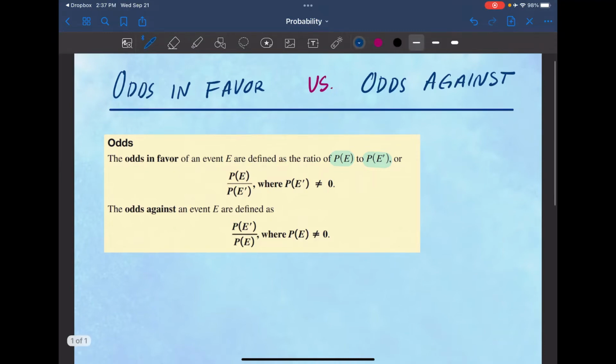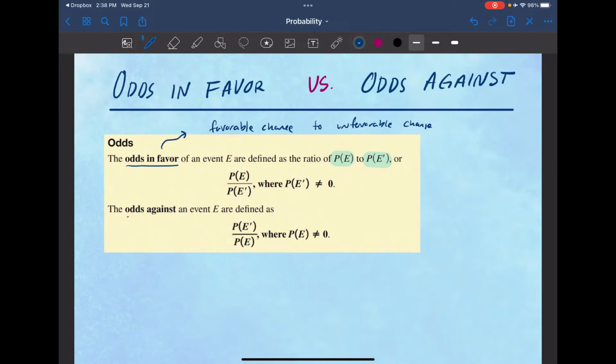If you set odds in favor, then you're talking about the ratio of E happening to E not happening. So pretty much we're comparing the ratio of favorable chances to unfavorable chances. Or you can think of it as the probability of this happening to the probability of it not happening.